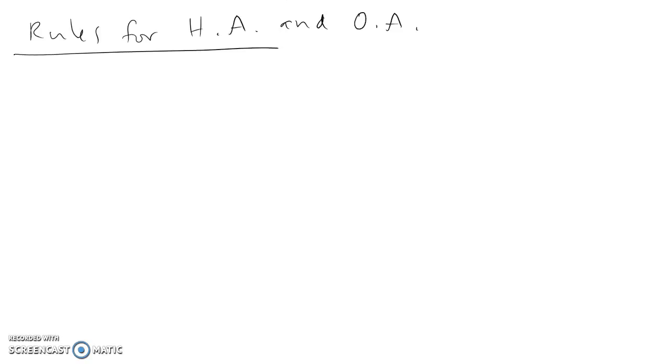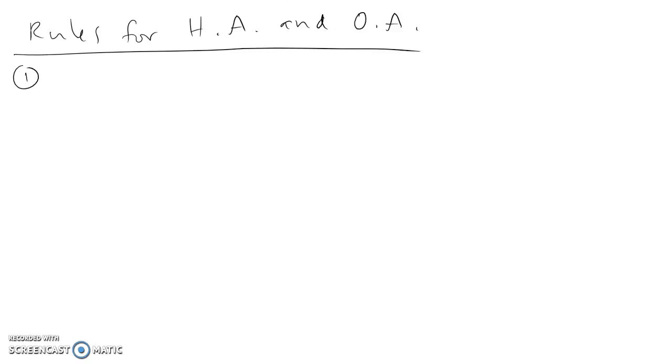Okay, I'm going to give you some rules for horizontal asymptotes and oblique asymptotes. I think the way the book lays it out is a little confusing, and I think I can do it a little bit more simply.